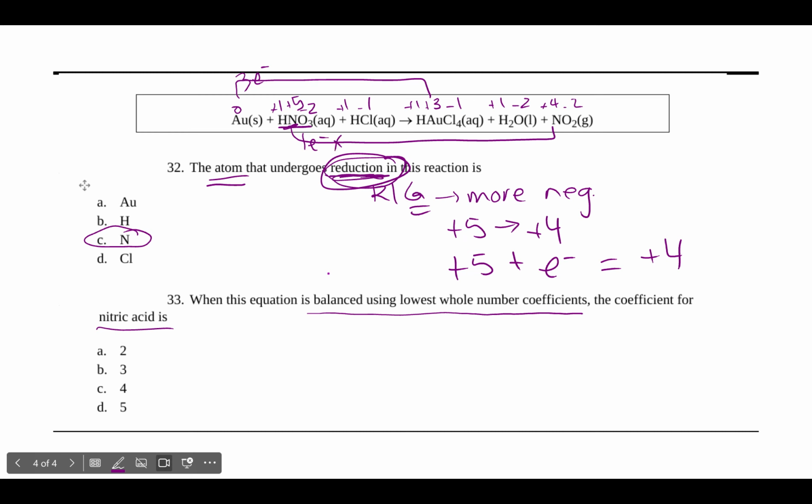To balance this out, we'll need to multiply this bottom one by 3, so we can get 3 electrons. Each of these only have 1 atom, so we don't need to multiply by anything else. So that 3 we'll put right in front of the nitric acid, and then we want to balance the rest by inspection. So to do that, we'll need a 4 in front of the HCl, a 3 in front of the water, and a 3 in front of the NO2. Now, it's just asking in front of the nitric acid, so that is a 3.